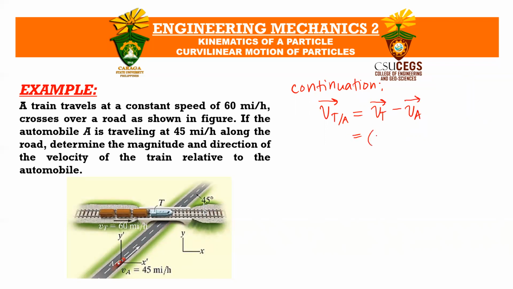So v sub t, that was 60i, minus v sub A, which is equal to 31.82i plus 31.82j. So from that, we can distribute the negative. So this would become 60i minus 31.82i minus 31.82j. So we just combine the like terms.